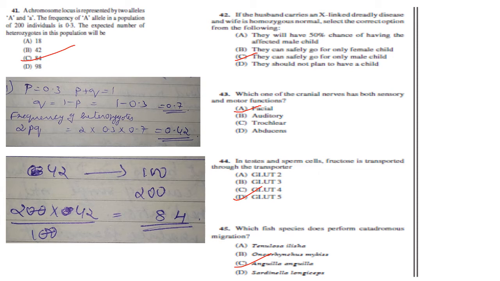Then which fish species does perform catadromous migration? So catadromous fish spend most of their lives in fresh water, then migrate to the sea to breed. So eels of the genus Anguilla is an example of catadromous fish. So the answer is option C, Anguilla. It is called European eel.